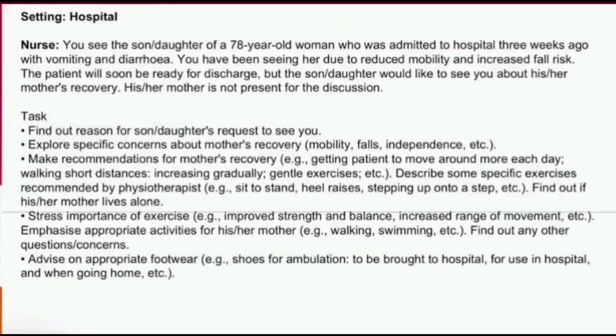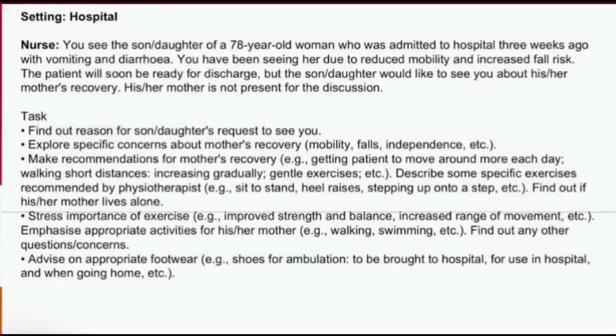We can also ask the question. And next is find out if his or her mother lives alone. We can also ask the bystander whether her mother lives alone. So we can say like this, could you please tell me whether your mother lives alone? Then the bystander will say yes. So then next we can explain to the patient's relatives, that is the bystander, regarding exercises because it is very important for her. Okay, so we can move toward the fourth task, that is stress the importance of exercises.